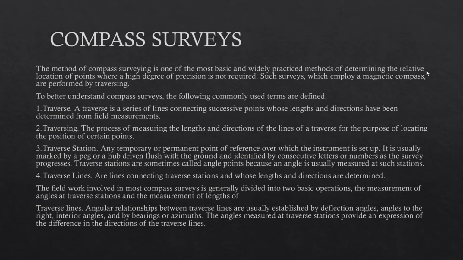So traverse lines, angular relationship between traverse lines are usually established by deflection angles. So, alam niyo naman na yung meaning ng deflection angle dun sa past topic natin. So, angles to the right, interior angle, and by bearing and azimuth. Alam niyo na rin yung mga yan, paano kunin. So, the angles measured at traverse station provide an expression of the difference in direction of traverse lines.